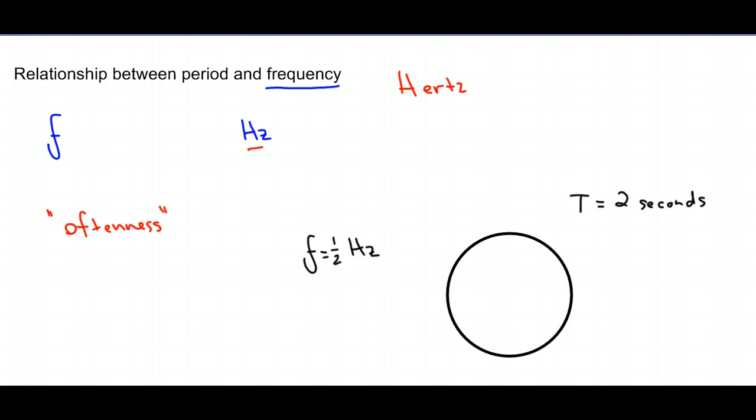Now, the same thing would happen if this was 3 seconds. Then that would mean every 1 second we would go around 1/3 of our rotation. And if it was 4 seconds, it would go around 1/4. And so the relationship between frequency and period is very simple. They are inverses of each other. Frequency is 1/period, and period is 1/frequency. So they are complete inverses of each other.